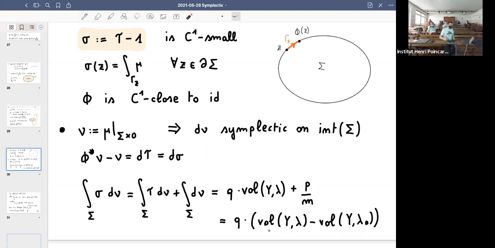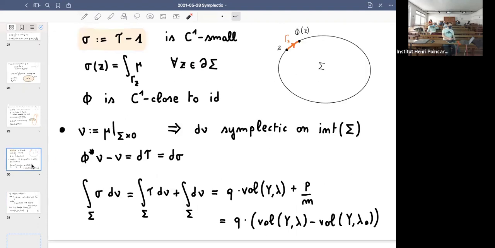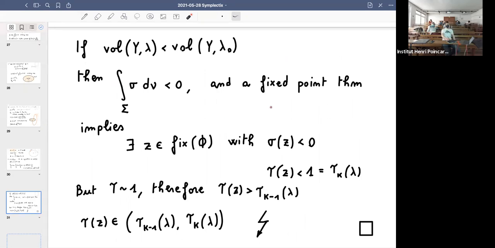And finally, if this difference of volume is negative, which contradicts what I want to prove, then we have that the integral of sigma is negative. And I went a little bit too fast on my slides. I forgot to mention this condition, but sigma takes a precise value on the boundary. It's given by the integral along a short path from a point to the image of the point under the return map. Thanks to this normalization and the fact that this integral is negative, there's a fixed point theorem, a slight generalization of a fixed point theorem of Benedetti and Kang, implying that there is a fixed point of the first return map with negative value of sigma. Negative value of sigma means that the tau of the fixed point is strictly less than 1.